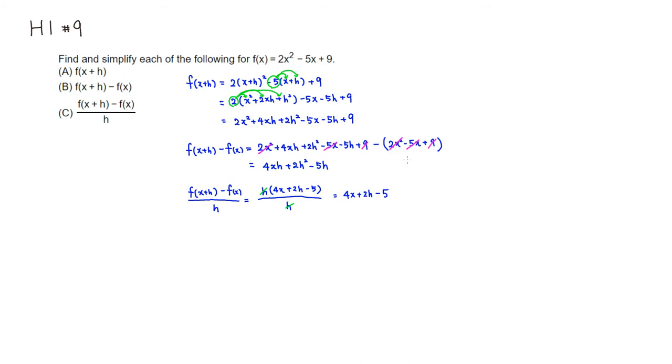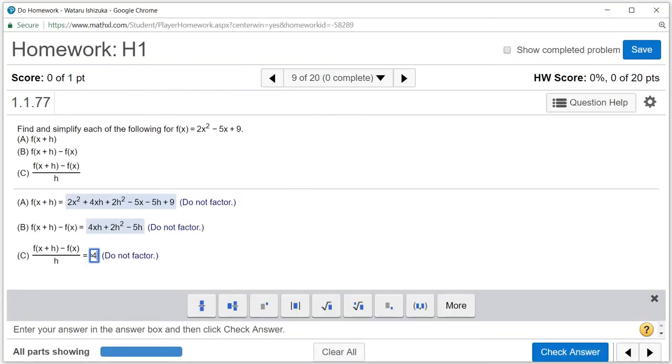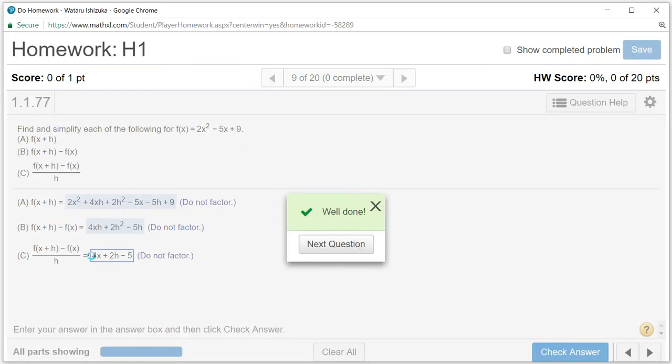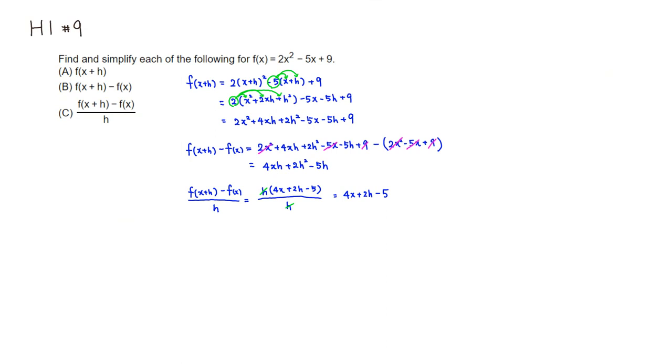So let's type it in. What we got was 4x plus 2h minus 5. Let's check the answer. We got that. That's it. I hope that this was clear.